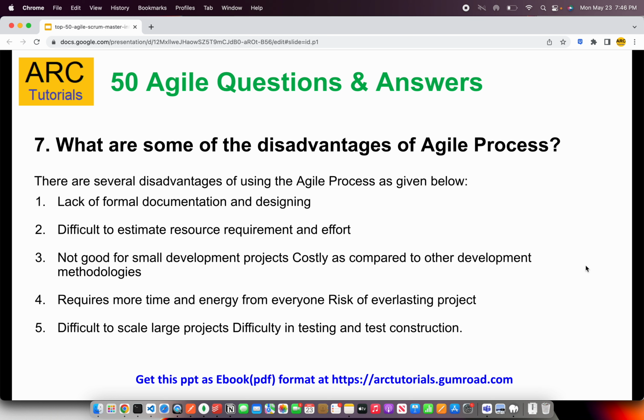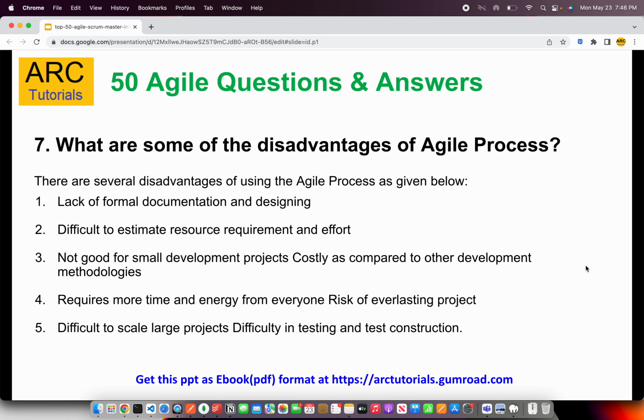The next is, what are some of the disadvantages of Agile process? Now this is a very important question because a lot of times people think the interviewers will only ask good things about it, but they'll talk about these as an experience, which is what are some of the disadvantages of Agile process. There are several disadvantages of using Agile process as given below.